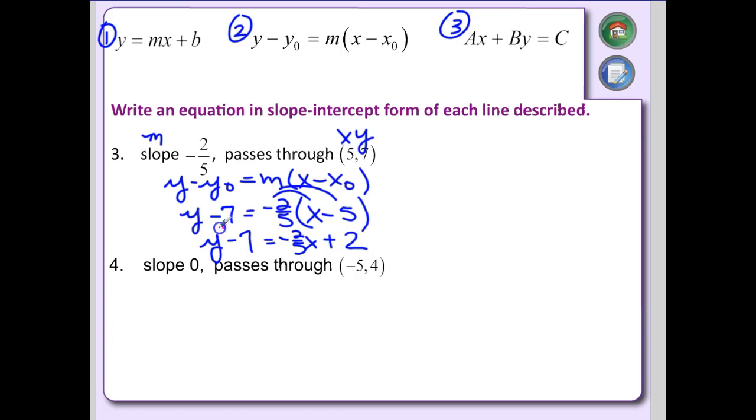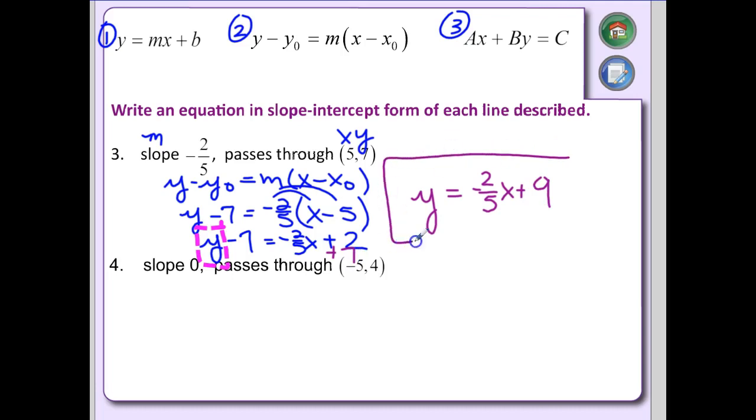Okay, do we have y alone yet? Who's our floater? Who needs to move? Yes, we need to add 7 to the other side. So that means we've got y equals negative 2/5 x, and if we're adding 7, we get plus 9. And that's the equation of the line in slope-intercept form.